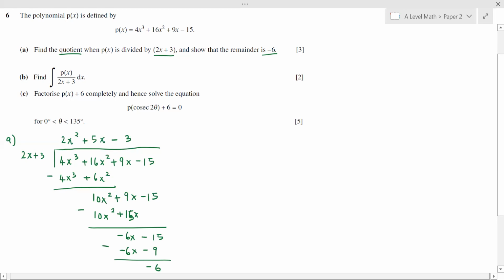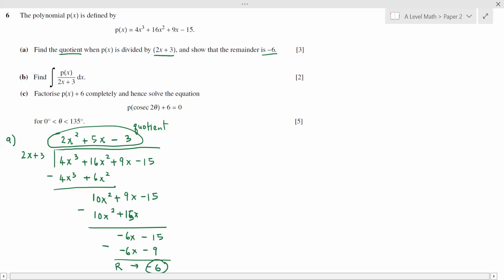From here, we can see that the quotient is 2x squared plus 5x minus 3. So this part is the quotient. And negative 6 here is the remainder.